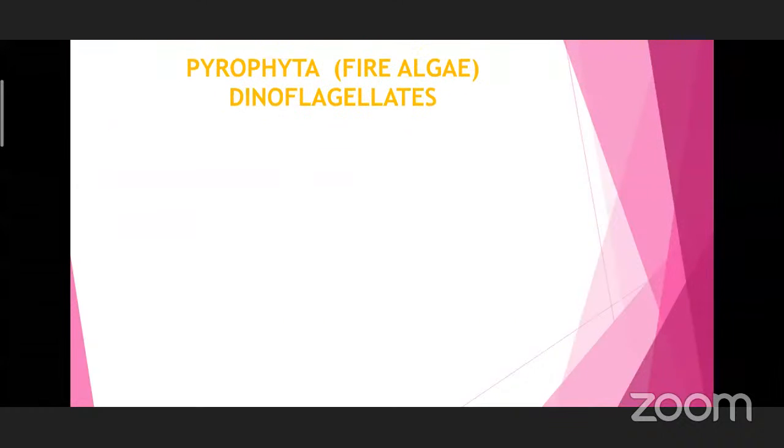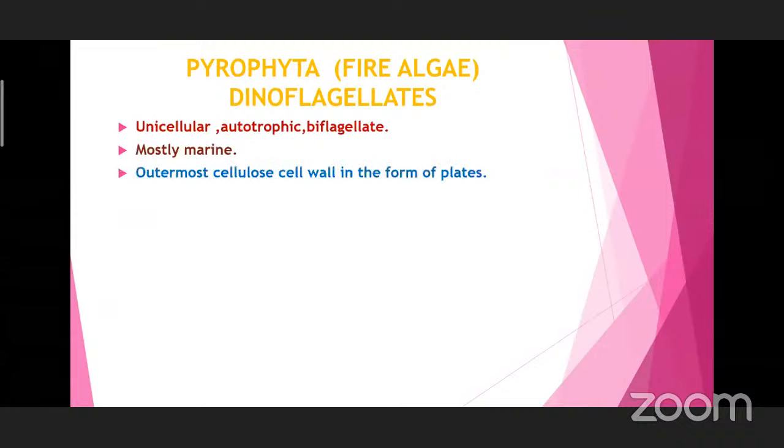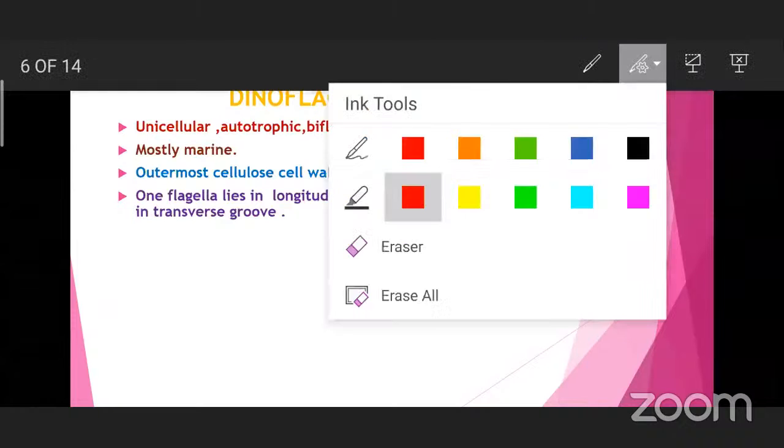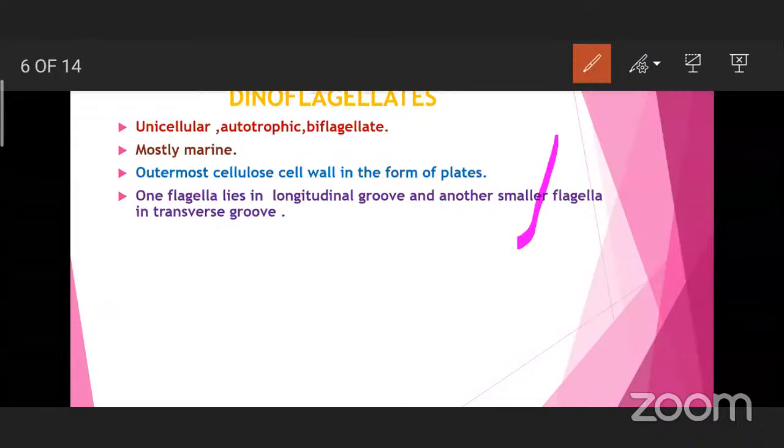Next, dinoflagellates or pyrophyta, the fire algae. These dinoflagellates are unicellular and autotrophic, but they are biflagellate, meaning flagella are present. Mostly these are marine, found in marine water bodies, the ocean. The outermost cellulose cell wall is in the form of plates.